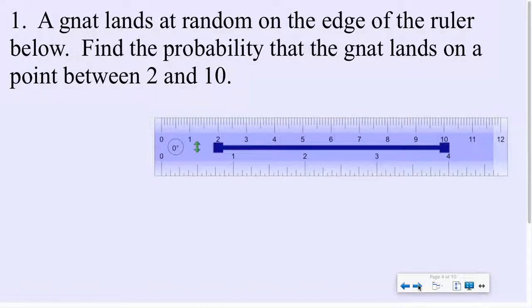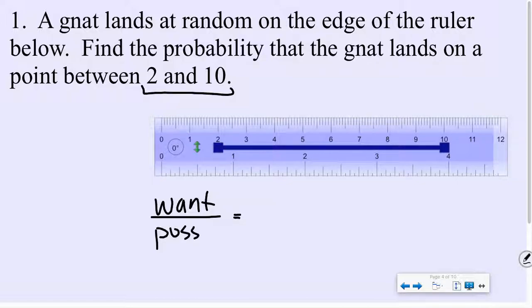Alright. To your paper, number 1. A gnat lands at random on the edge of the ruler. Find the probability that the gnat will land between the points 2 and 10. Okay, so on a ruler, we're thinking length here instead of area. Probability, what you want over the total possible. Well, we want him to land between 2 and 10. Well, that'd give me a length of what? 8.